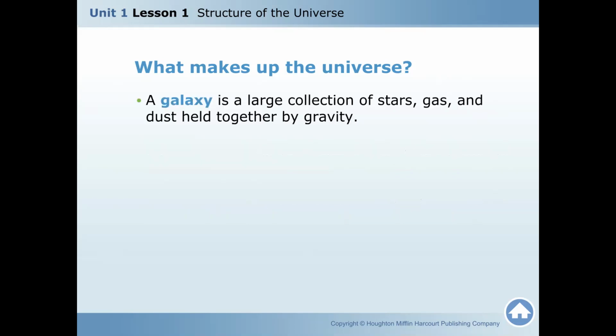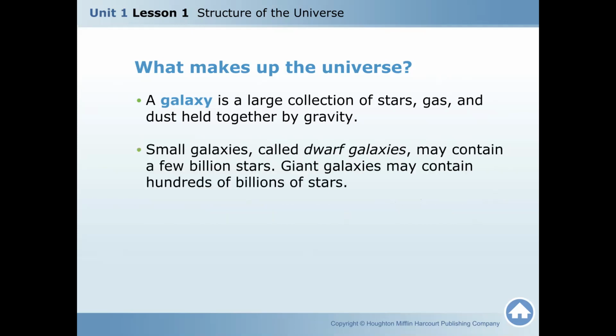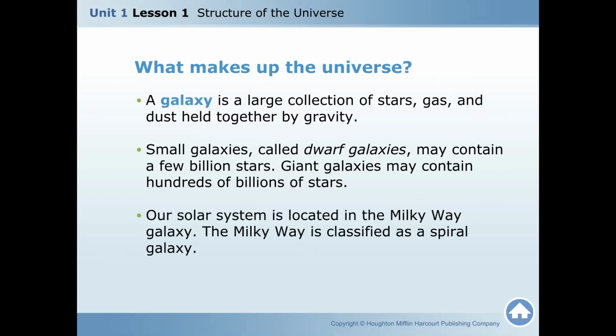A galaxy is a large collection of stars, gas, and dust held together by gravity. Small galaxies called dwarf galaxies may contain a few billion stars. Giant galaxies may contain hundreds of billions of stars. Our solar system is located in the Milky Way galaxy.